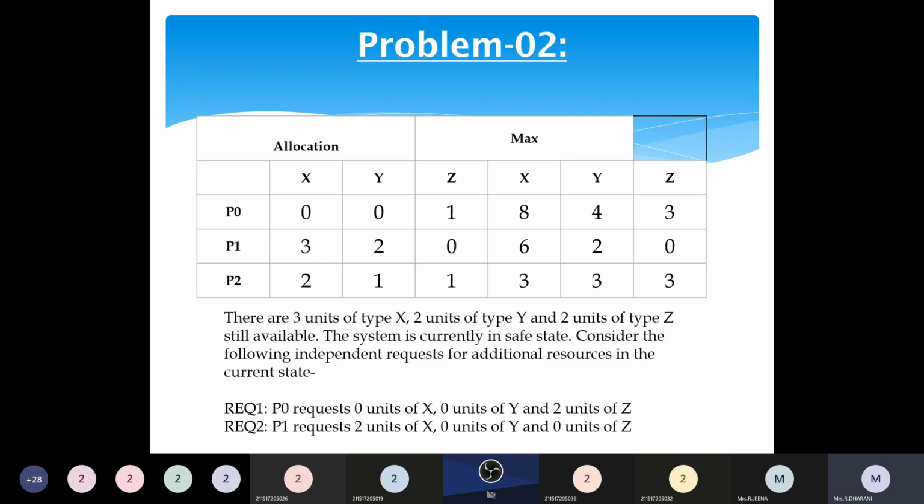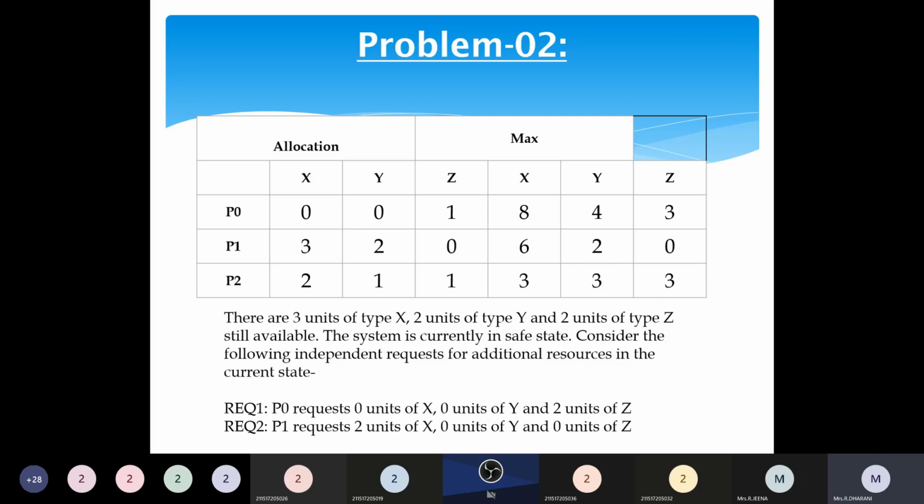So now we need to find out the need of each process. How can we calculate the need of each process? Maximum minus allocation. In this table we have the maximum demand and the already allocated resources. If we subtract maximum minus allocation, then you will get the need of each process. So the need of each process is calculated by need equals maximum minus allocation.